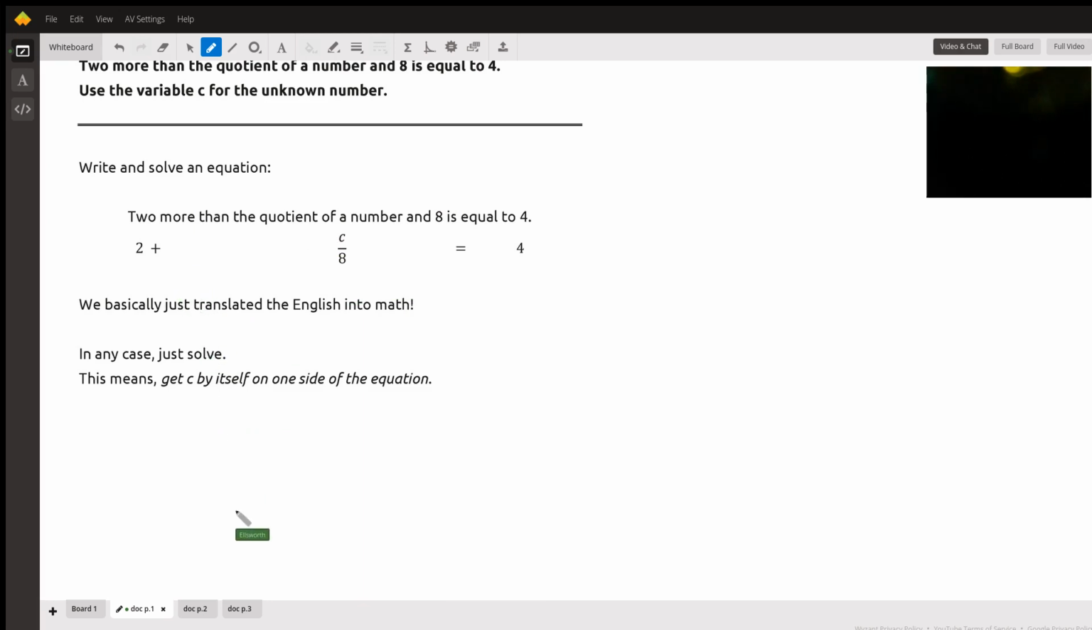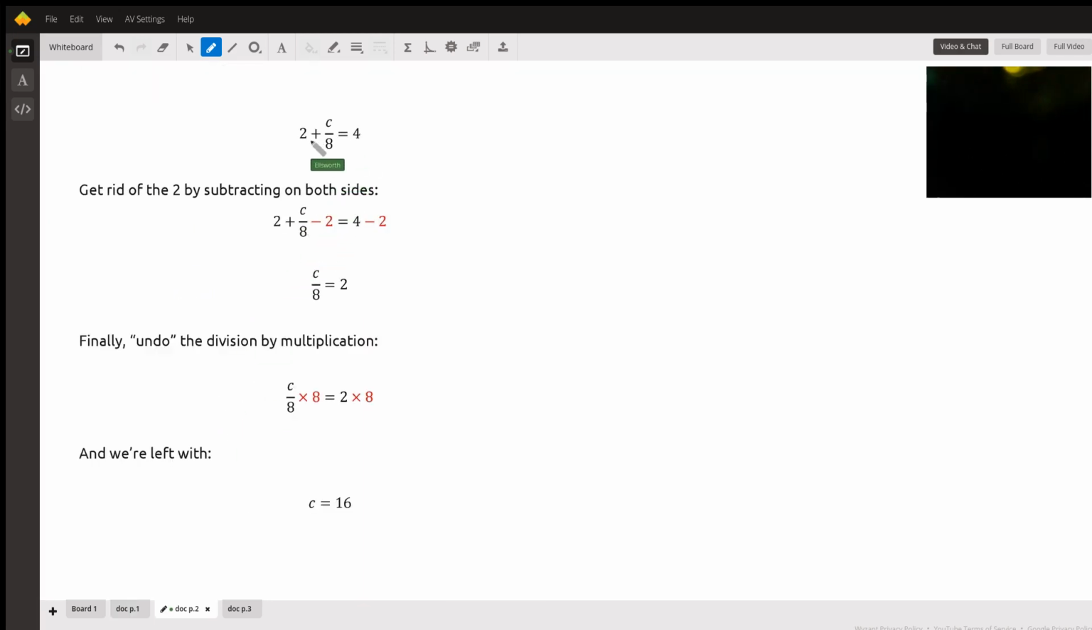Well, the first thing we do is pick off this 2 here. We're adding 2 to this side here. So to undo the adding, we subtract 2. Whatever you do to one side, you've got to do to the other side to keep the equation balanced. So we subtract 2 from both sides, and we're left with C over 8 equals 2.